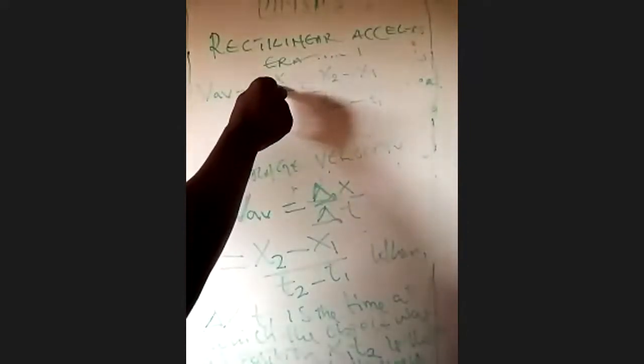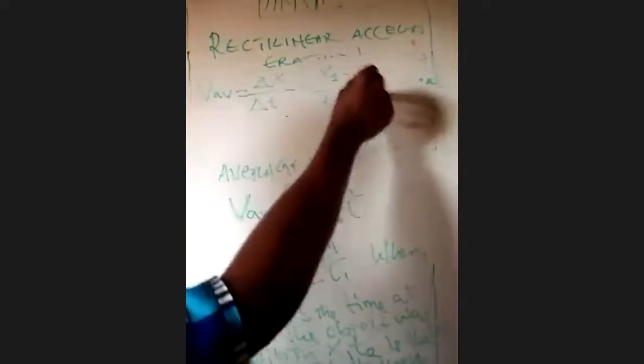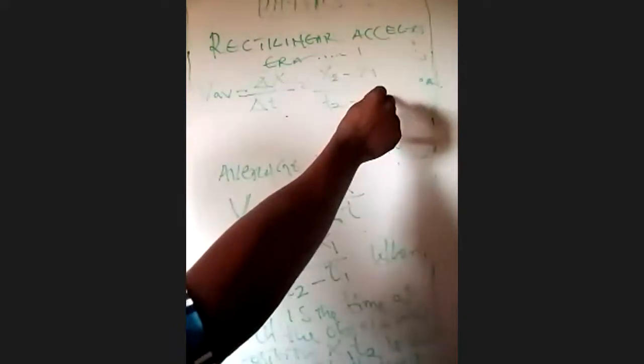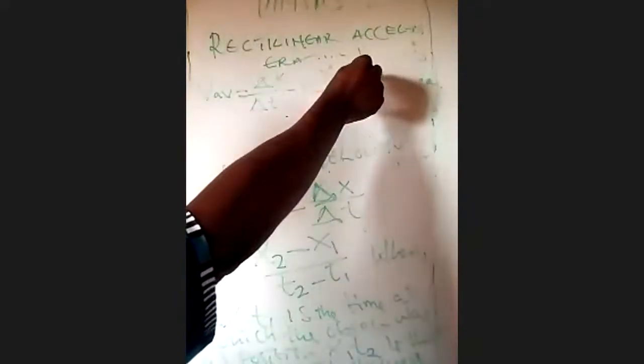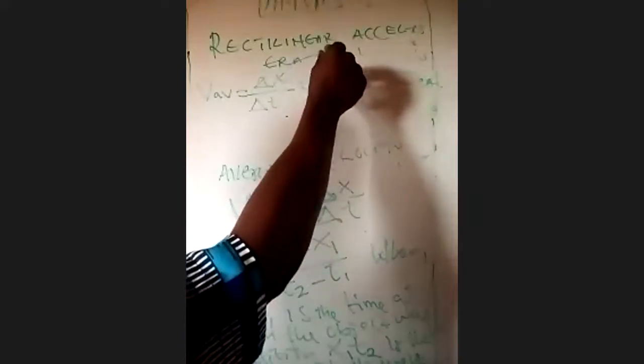So now that we know that displacement S and T1 is the time at which the object was at position S1, and T2 is when the object is at position S2.